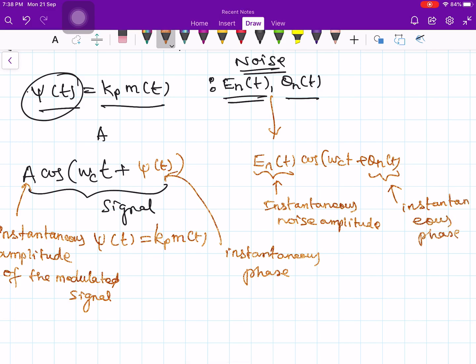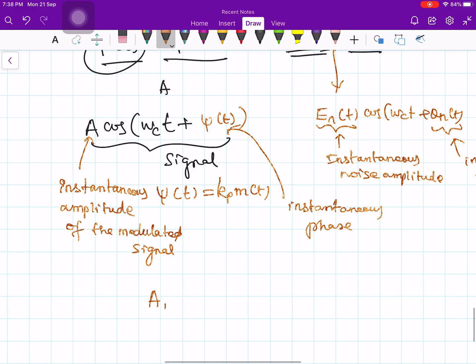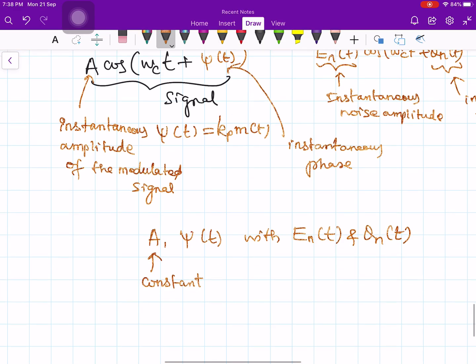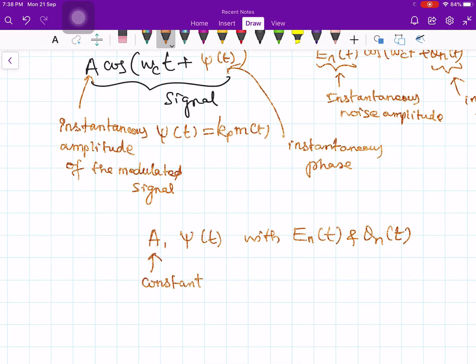Instantaneous phase, that's it. So basically I am trying to compare A and psi of t with the E suffix n of t and theta n of t. That's what I am going to do now. Anyway, A is a constant. Even if it is constant, how will you make it constant? By using a band pass limiter, a hard limiter followed by a low pass filter or band pass filter.